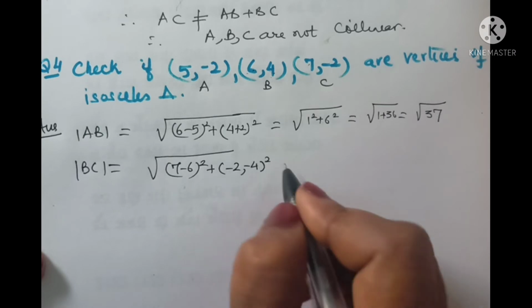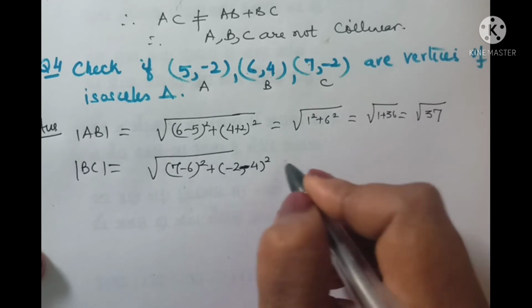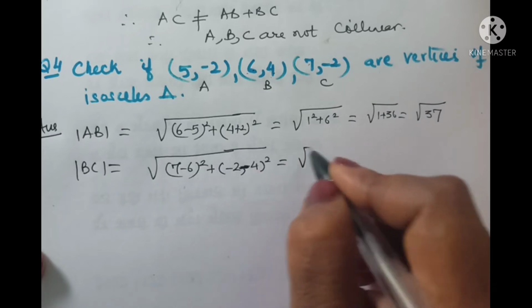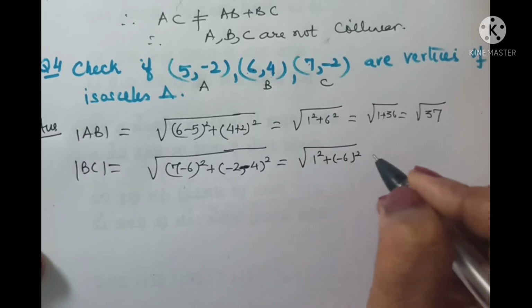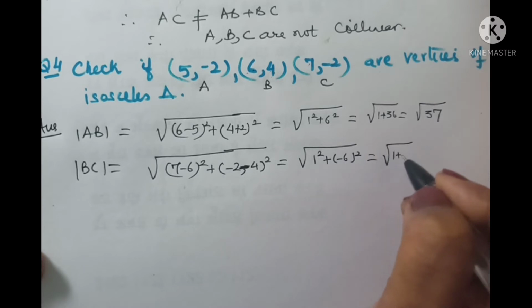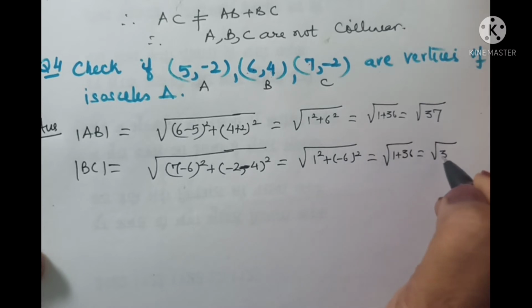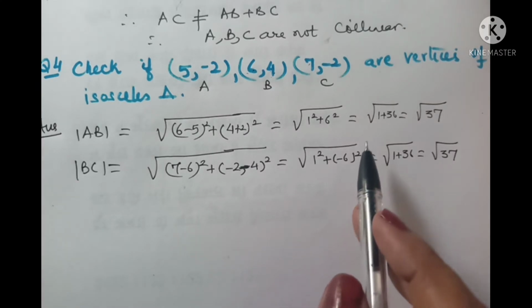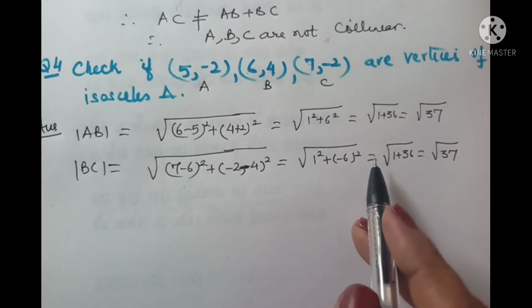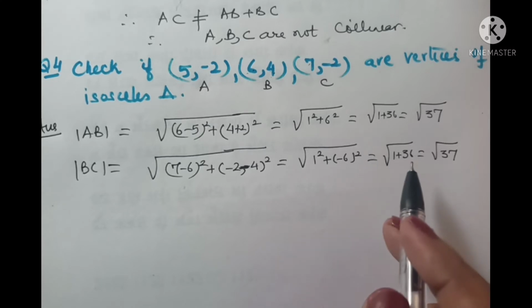I hope by now you have understood this. Minus 2 minus 4, which gives me 1 square plus minus 6 square, and again you get 1 plus 36, which is root 37. No doubt from here we can say that it is definitely an isosceles triangle, but you must find out the third side also, because if the third side is also root 37, then it becomes an equilateral triangle.